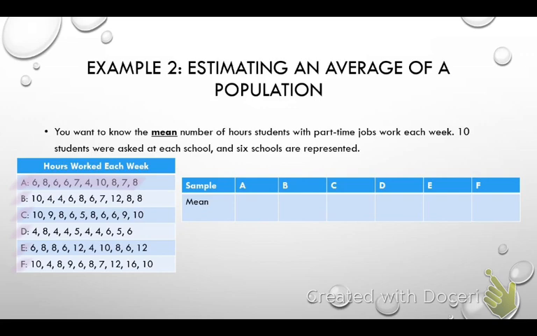6 plus 8 plus 6, 6, 7, 4, 10, 8, 7, and 8. Oh, goodness, 7? Yeah, I hit the wrong button. But yes, it's going to be, what, guys? 70. And remember, I divide by however many people I asked, or however many are in the data set, which is 10. So the mean number of hours worked for school A is 7.